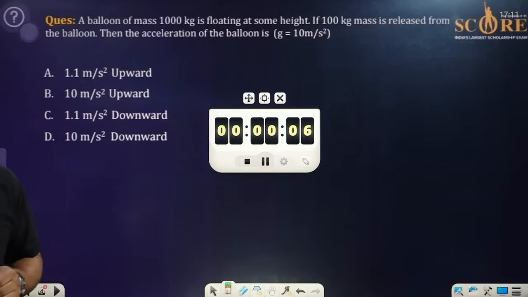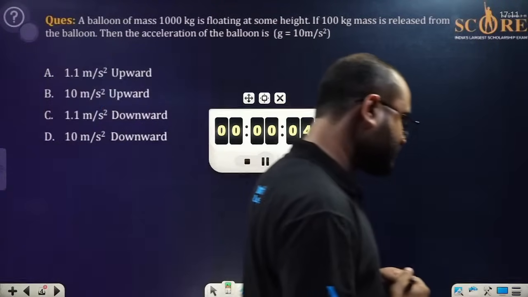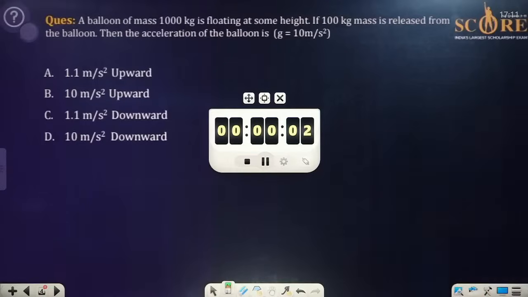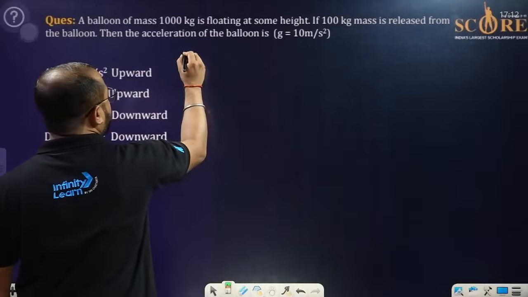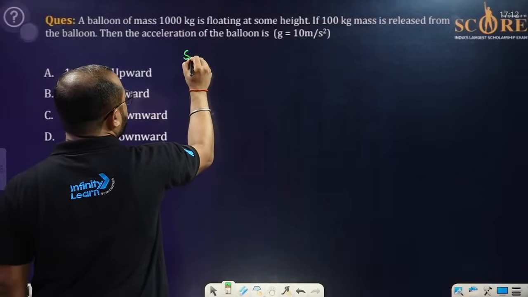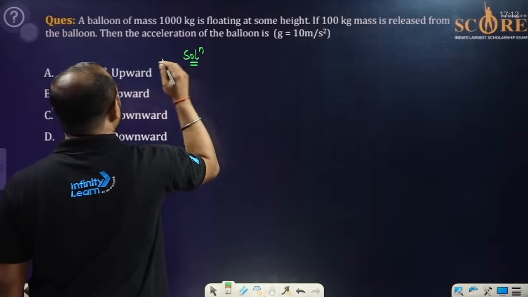Chalo, what do you think? What will be the answer for this? Okay, let us solve this thing. Again, the solution for this particular question, people. Again, it is a very simple question. You don't have to think that much.